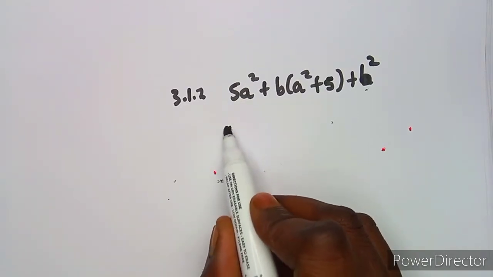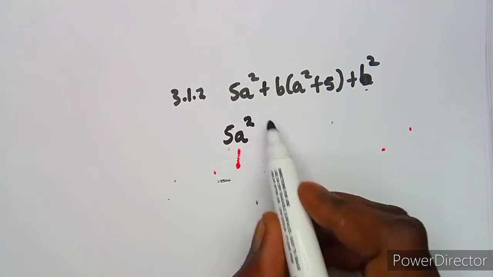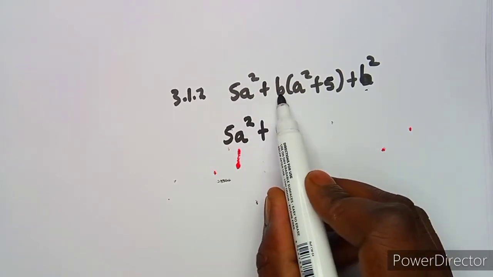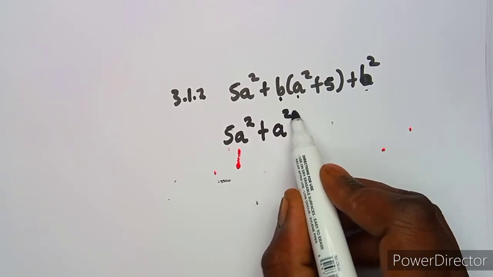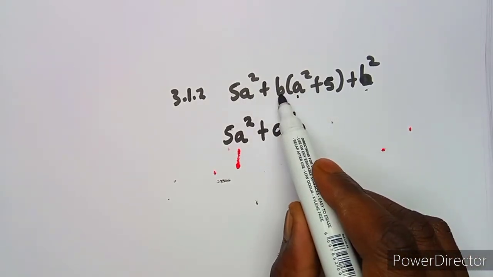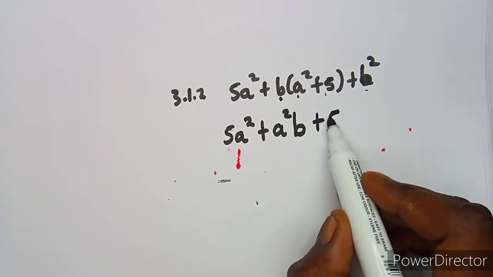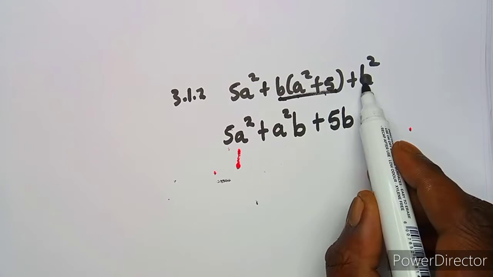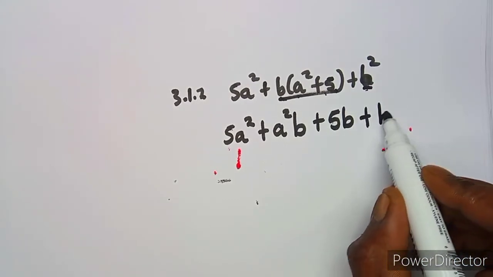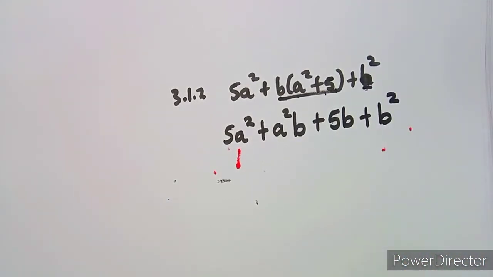So let's expand it. It's going to be 5a squared plus, this is b, so this is b times a squared, so it's going to be a squared b, like this. This is b times 5, which is going to be plus 5b. Then the bracket is done. We have got b squared at the end, like this. All right, so we have got 4 terms there, and remember, when you have to factor out, you have to take terms which are common, where there is something that is common.